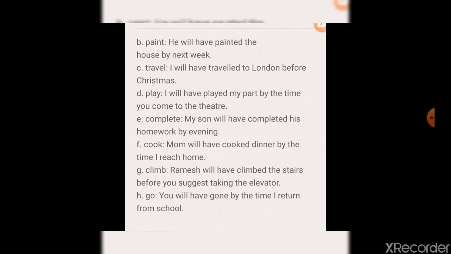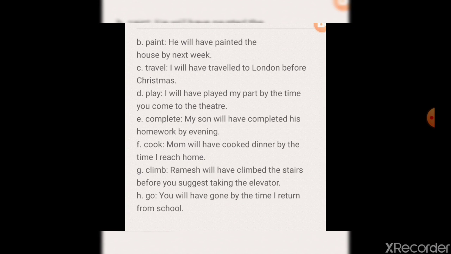Next is cook. Mom will have cooked dinner by the time I reach home. Next is climb. Ramesh will have climbed the stairs before you suggest taking the elevator. And last one is go. You will have gone by the time I return from the school. These are very general sentences that I have made.